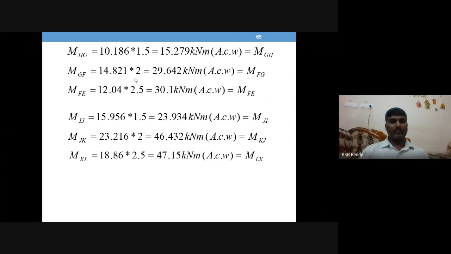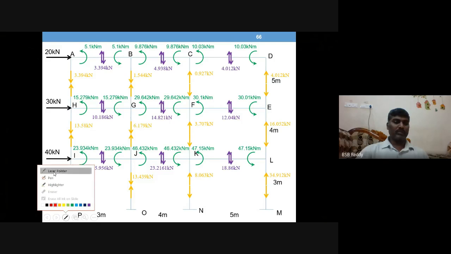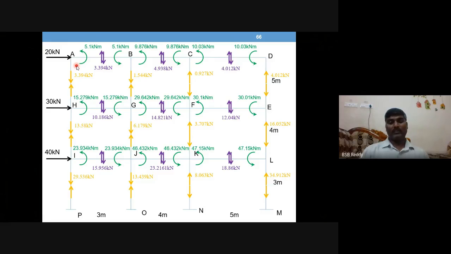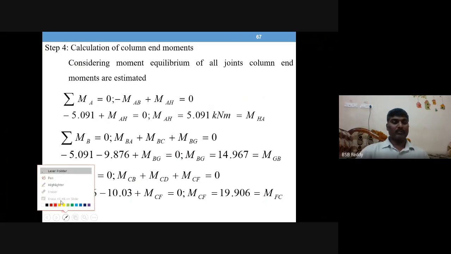Now we will see how to calculate the next quantity when you know the beam end moments. These are the beam end moments that were calculated in the last session. So now let us see what is next. In step 4, the column end moments can be calculated only after knowing the beam end moments. So let us see how to calculate column end moments. That is step 4.